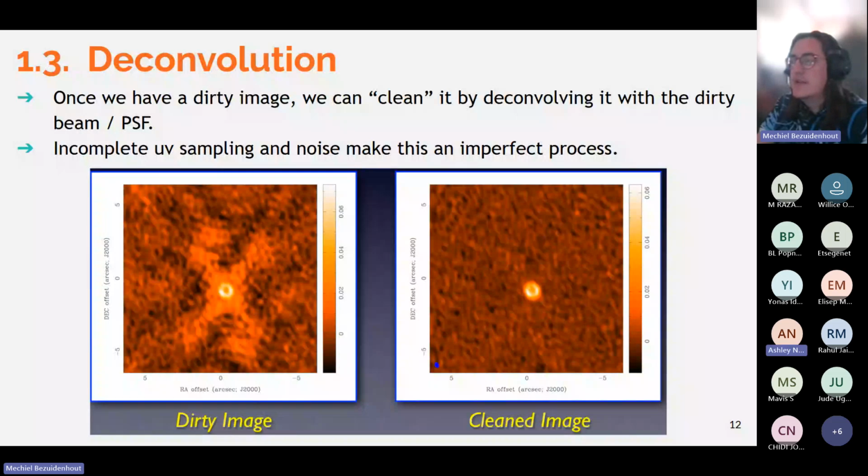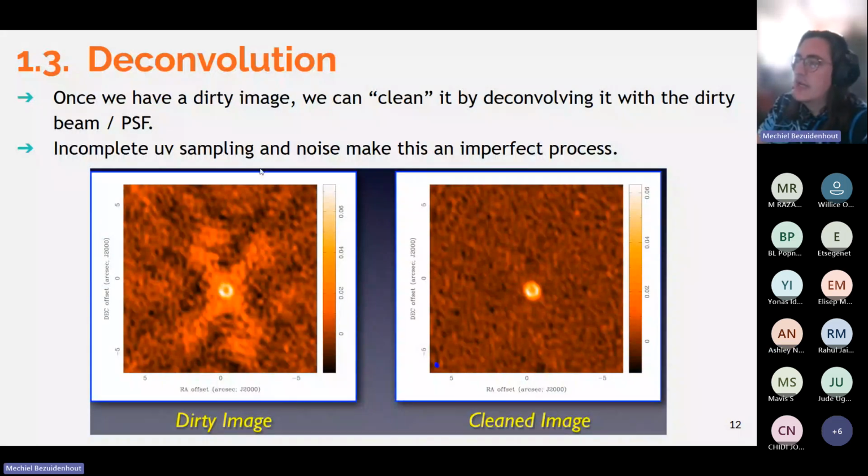We can only get imperfect reproductions that we can make better or worse. So it's always a matter of trying to get the best possible image, but it will never be an exact copy of the sky.